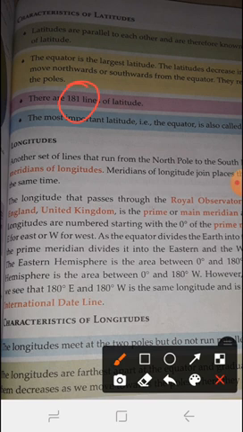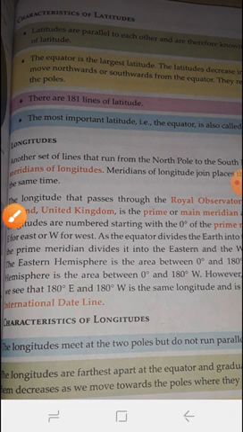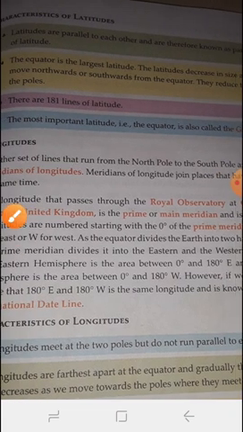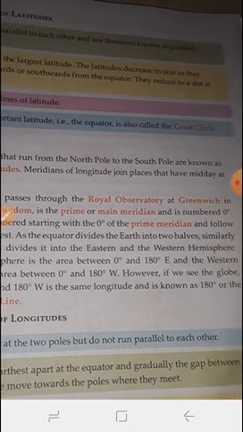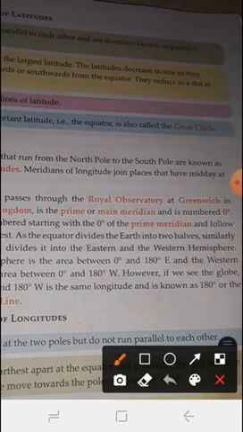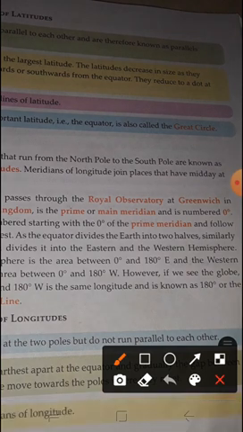The most important latitude, that is the equator, is also called the Great Circle. You remember, the largest line, the most important line, is the equator. Why is it most important? Because it divides the earth into two equal halves, the northern hemisphere and the southern hemisphere. So it is the most important line, and it is the largest latitude also, and it is called the what? Great circle. The equator is also called the great circle. It is very important, you remember that also.